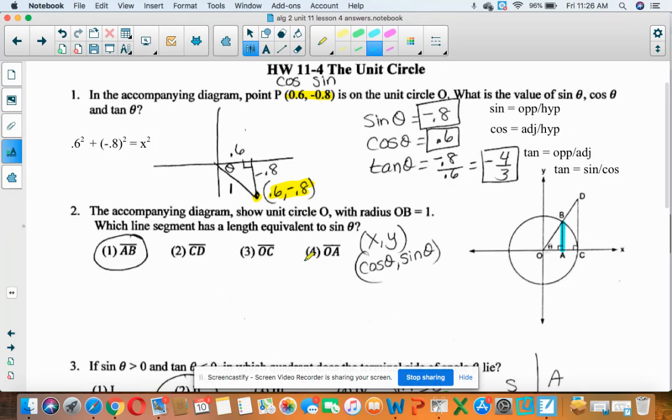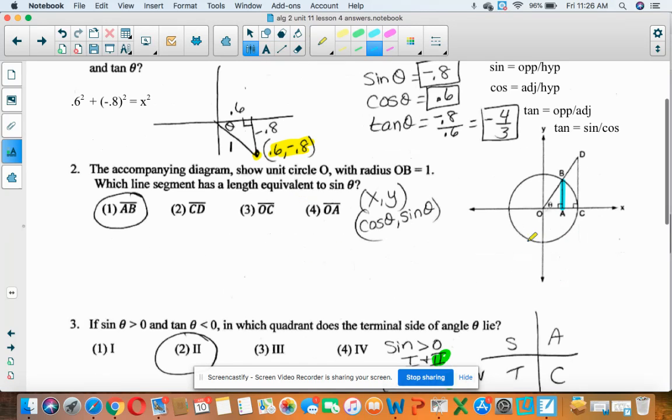Question 2, I have the unit circle, circle O, so that obviously has a radius of 1. It says OB equals 1. Which line segment is equivalent to the sine of theta? Remember the point (x, y), y is the sine. So y is this AB right here. So question 2 is choice 1.